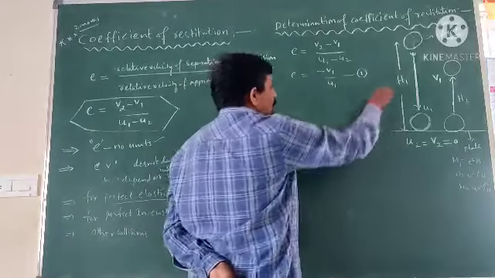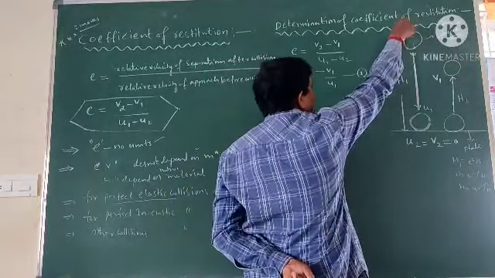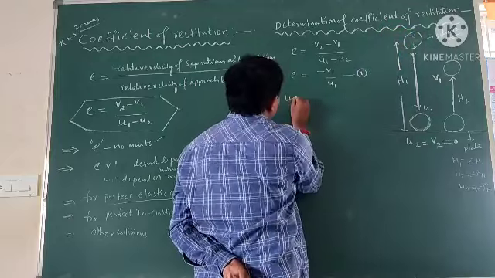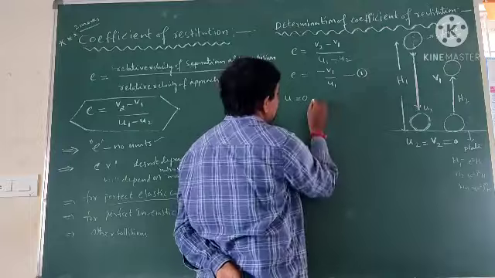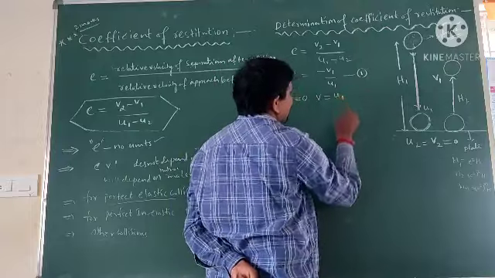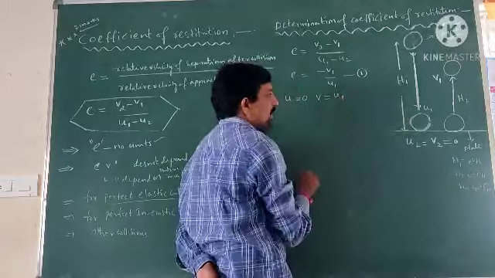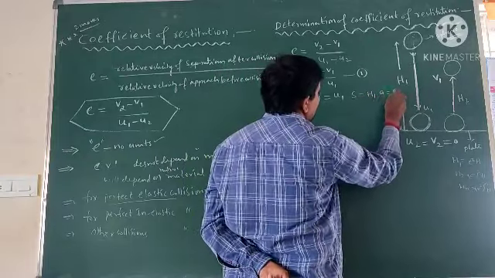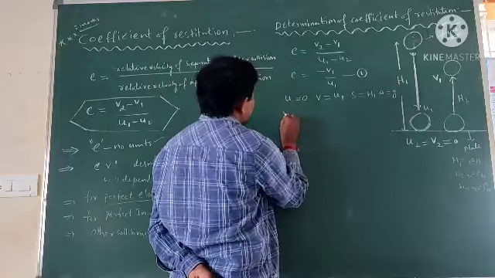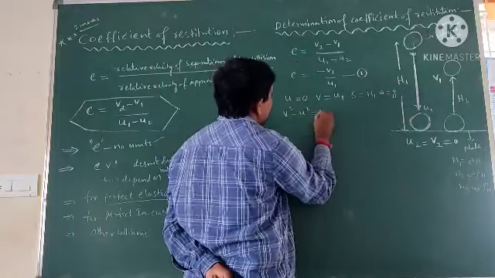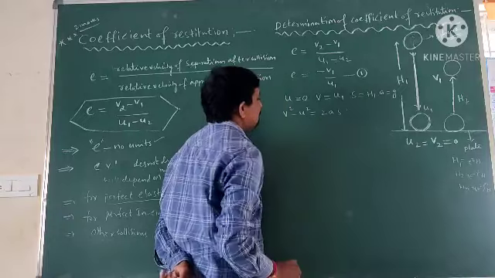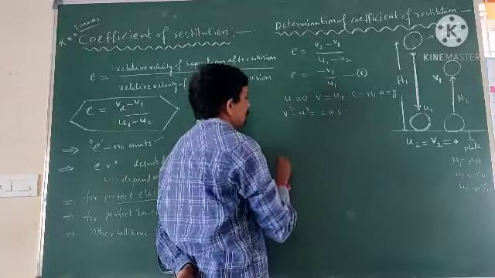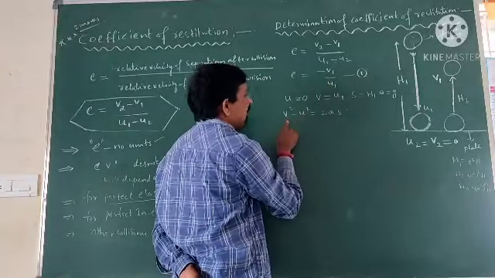When the sphere is dropped from a certain height, its initial velocity is 0. The sphere hits the plate with velocity u1, so v is equal to u1, s is equal to h1, and acceleration a is equal to g. Substitute these values in the equation v square minus u square is equal to 2as. By using this equation, we can find the u1 value.